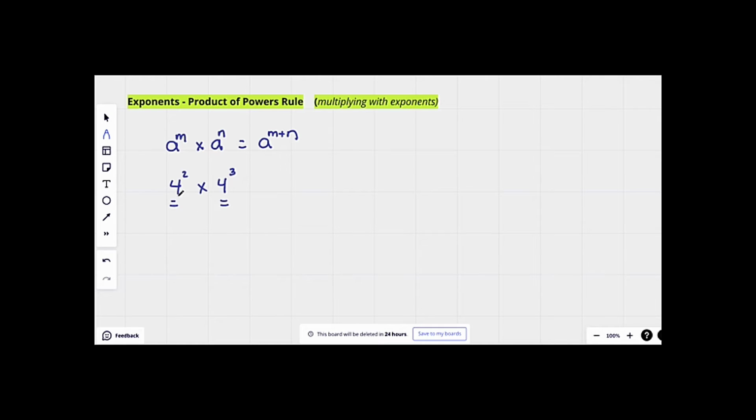So in this case, we have 4 to the power of 2 times 4 to the power of 3. Both have the same base. The base is 4. When that happens, we add the exponents before we solve it. So 3 plus 2 is 5. So this becomes 4 to the power of 5. And then we can solve that.